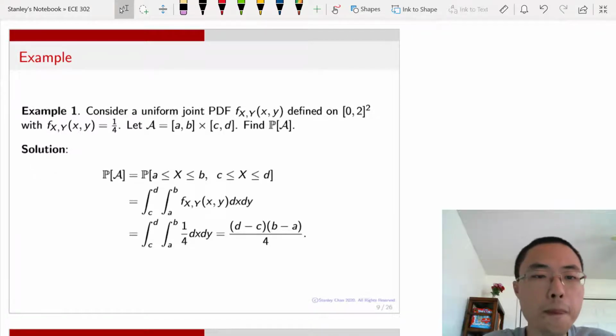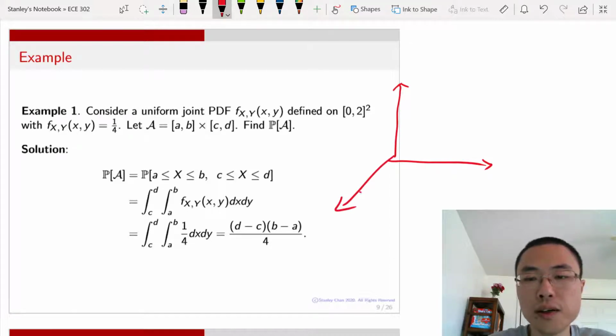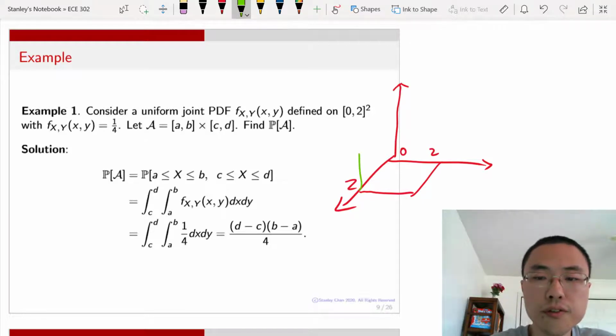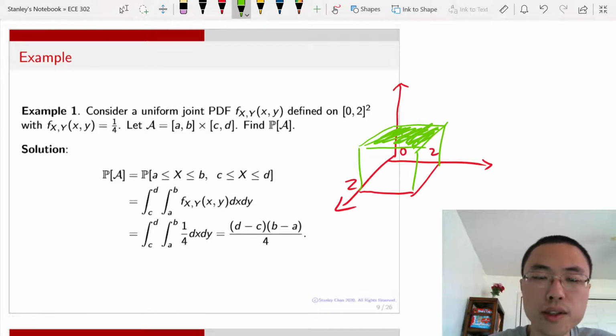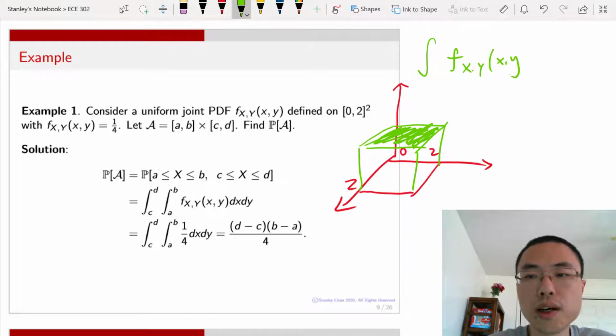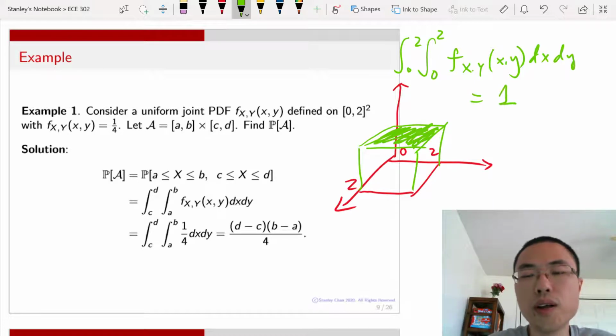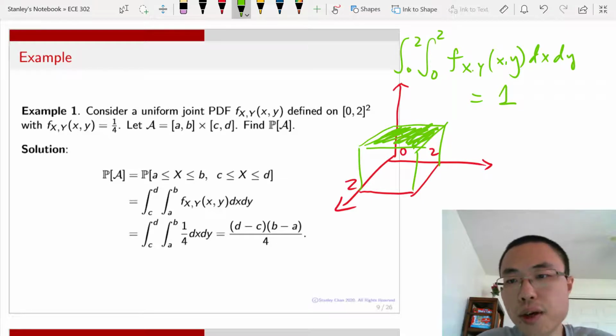So let's look at an example. Suppose you have a uniform joint PDF, which is defined in a 0, 2 square. So what it means is that you have a sample space. This is from 0 to 2, 0 to 2. And then you can draw the PDF. The PDF is a joint PDF, and it is uniform, so it will have a flat surface. Okay, and then this flat surface, you want the height to be what? Well, since it is a PDF, of course you want the integral of f_XY of small x, y, dx dy over the entire 0, 2, 0, 2 to be 1, because that's just integrating the entire sample space. You want it to be 1.